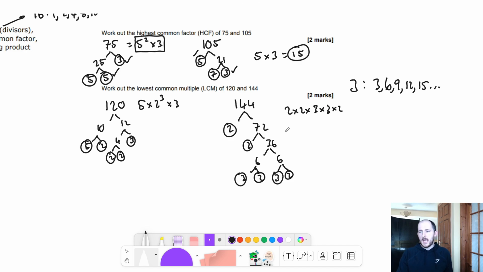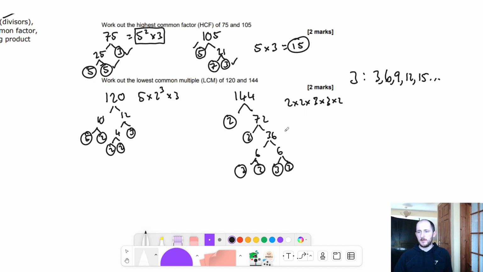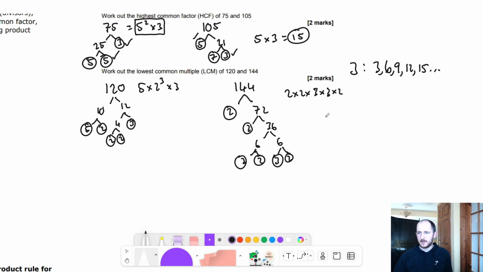Now, here's where the lowest common multiple can get a bit tricky, right? So if we did the highest common factor, I'll write it in terms of prime factorization. We would do 2 cubed multiplied by 3, because that's what's common between these two things, right? That would give me the highest common factor. So that would be 24, which makes sense, right?